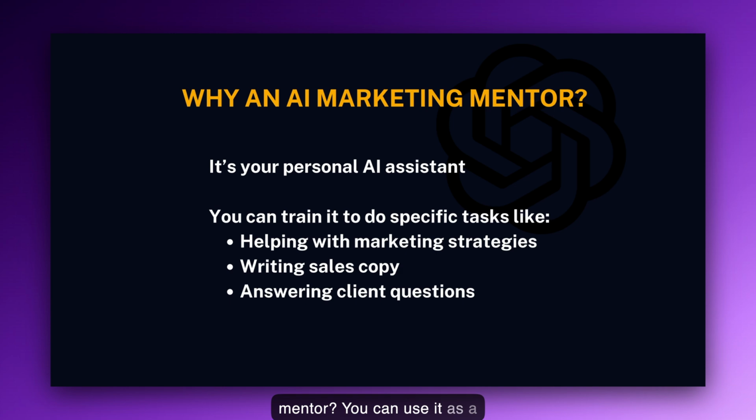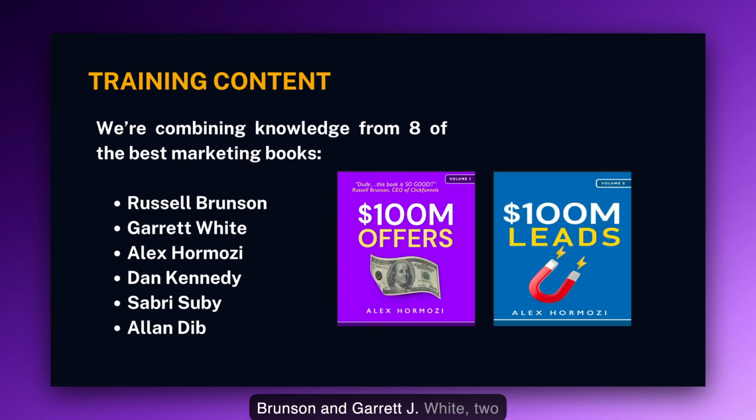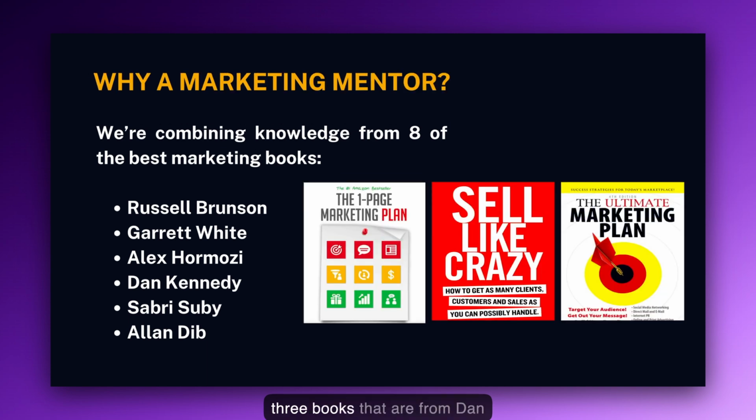You can use it as a personal AI assistant, literally. You can train it to do specific tasks like helping you with marketing strategies, writing sales copy, and answering clients' questions. In this case, we're going to be training our ChatGPT with a combination of knowledge from 8 of the best marketing books. 3 of them are going to be from Russell Brunson and Garrett J. Two books from Hormozi, and 3 books that are from Dan Kennedy, Sabri Suby, and Allan Dib.